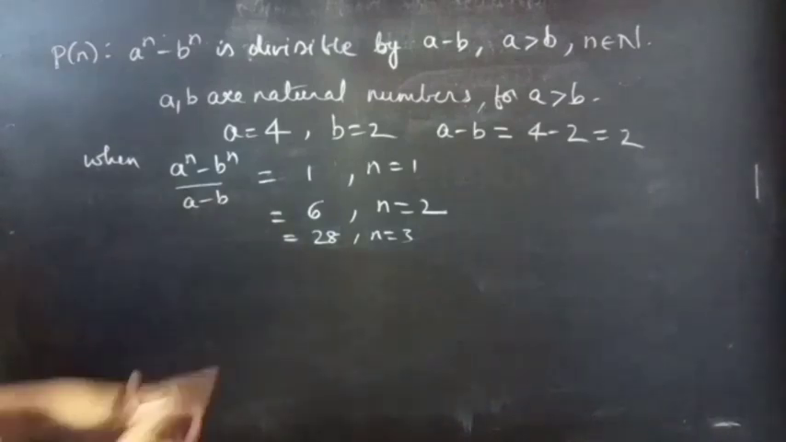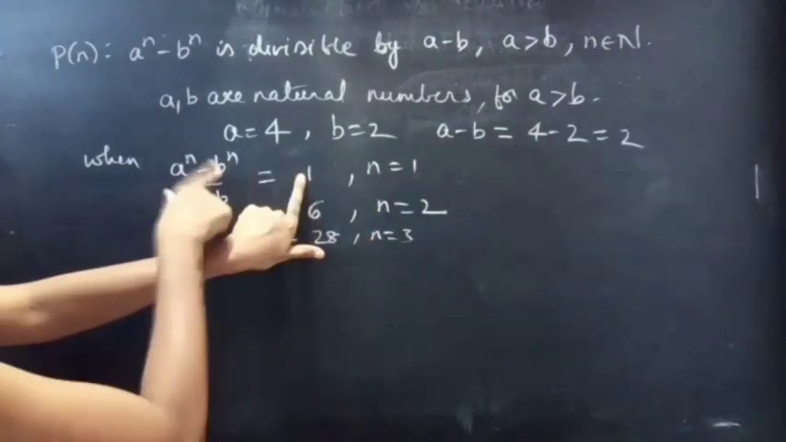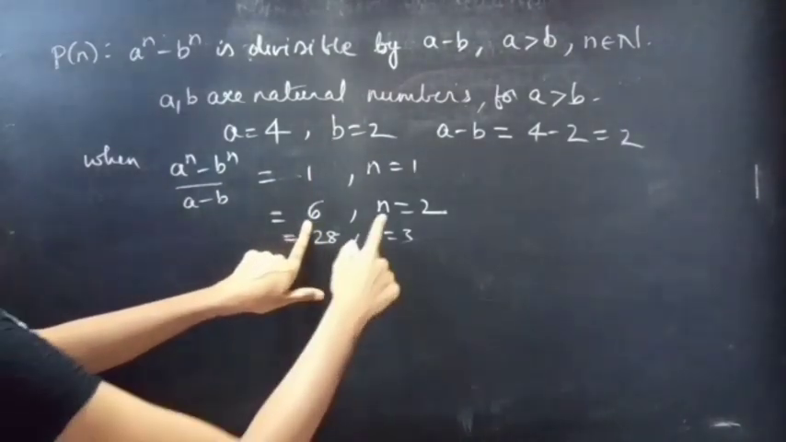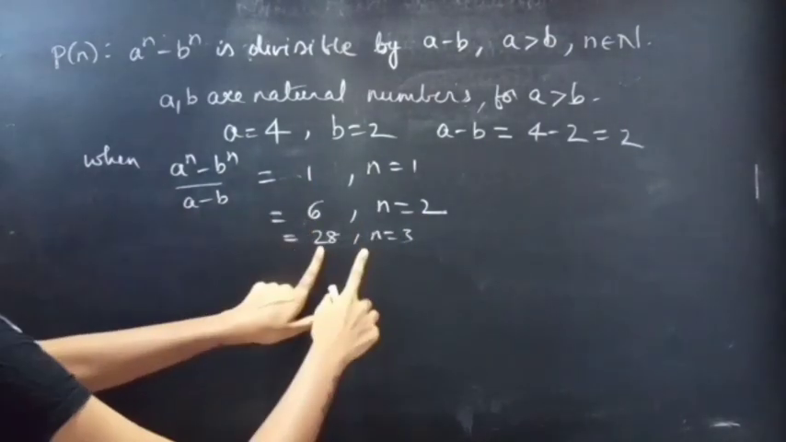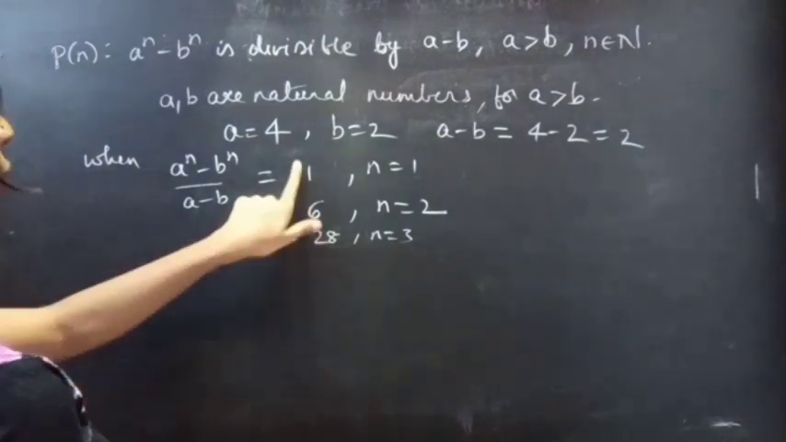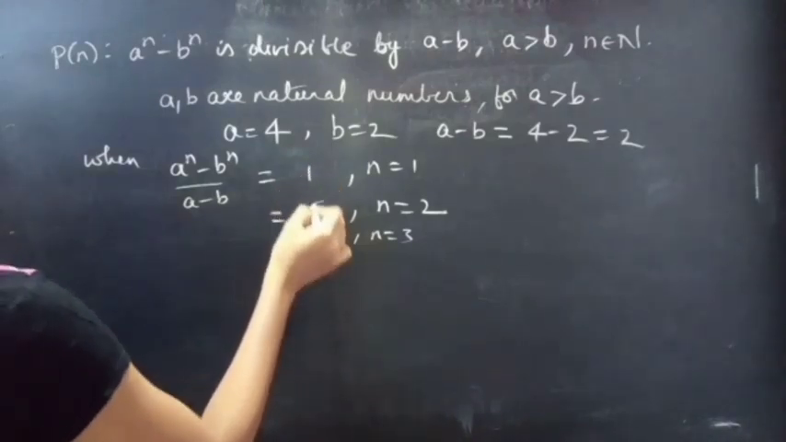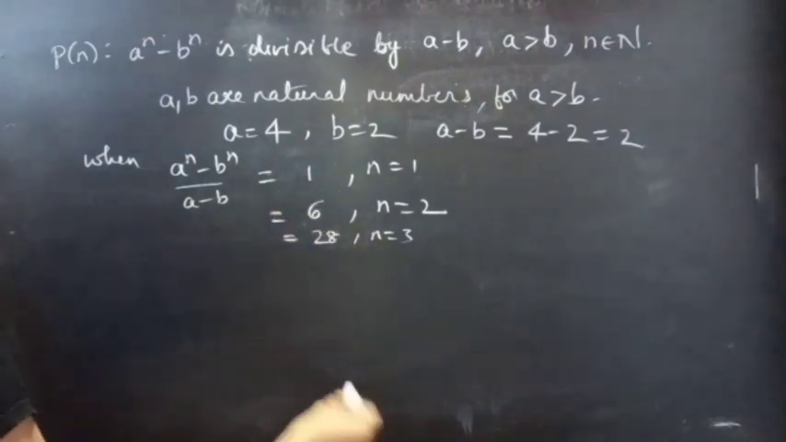So here 1 is the quotient obtained when n equals 1, 6 is the quotient obtained when n equals 2, and 28 is the quotient obtained when n equals 3, which are positive, right? So we can say that 1, 6, 28 and so on are natural numbers, right?